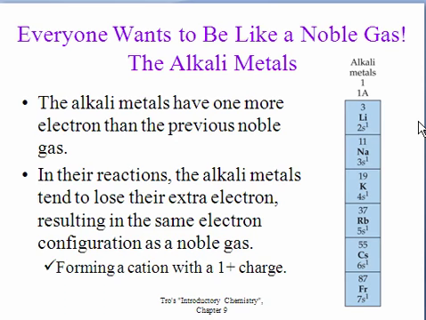In chemical reactions, alkali metals want to lose this 1 electron, because when they lose 1 electron, they will have the same electron configuration as a noble gas, filled S and P subshell. Therefore, they'll lose 1 electron, they'll have a cation with a positive 1 charge. That is why the alkali metals always have a positive 1 charge.